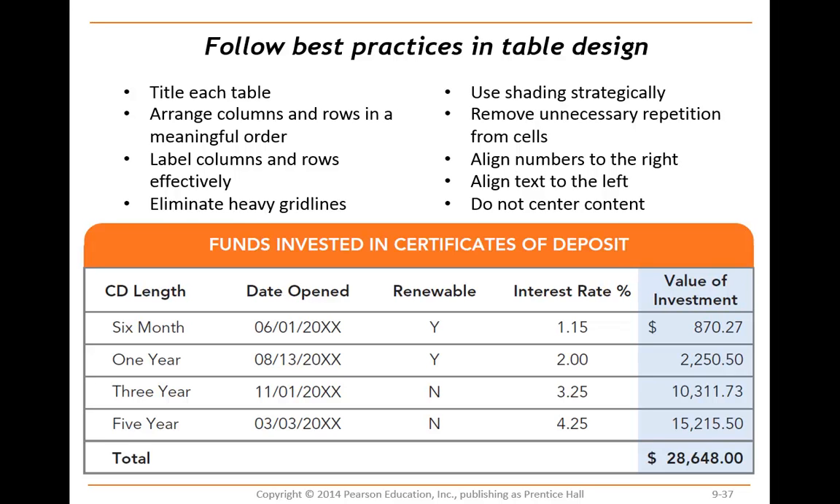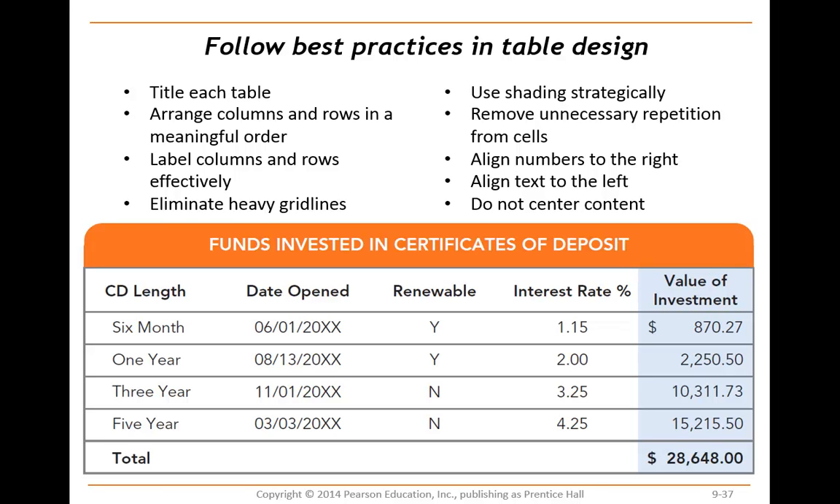Checklist for effective table design. Like graphs, tables should be designed so the audience can easily see the data without any distraction from content or format. Follow these simple guidelines, which are illustrated in Figure 9.18. Title each table. Arrange the columns and rows in a meaningful order. Label columns and rows effectively. Eliminate heavy grid lines. Use shading strategically.